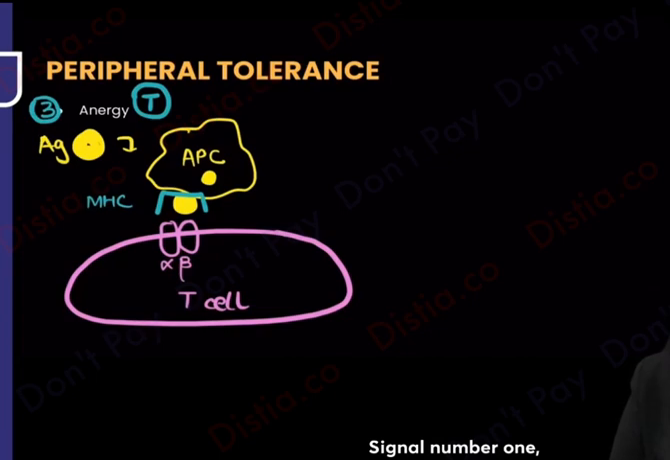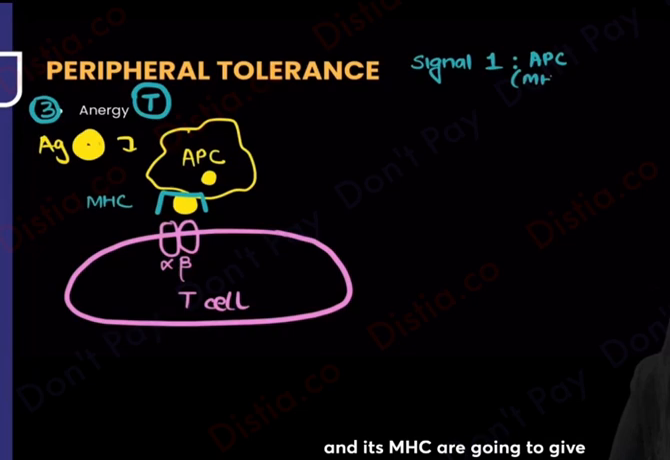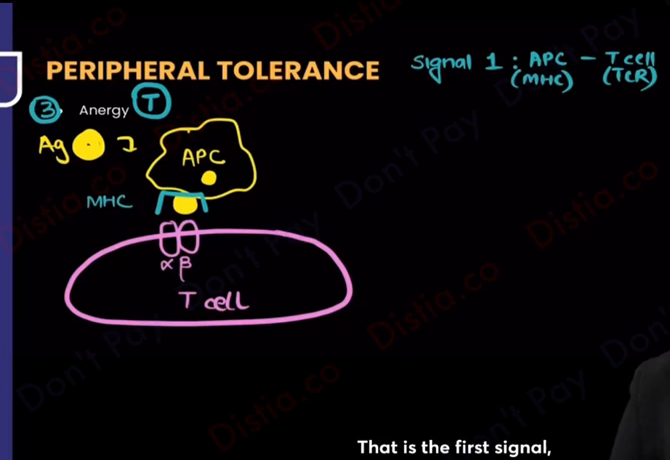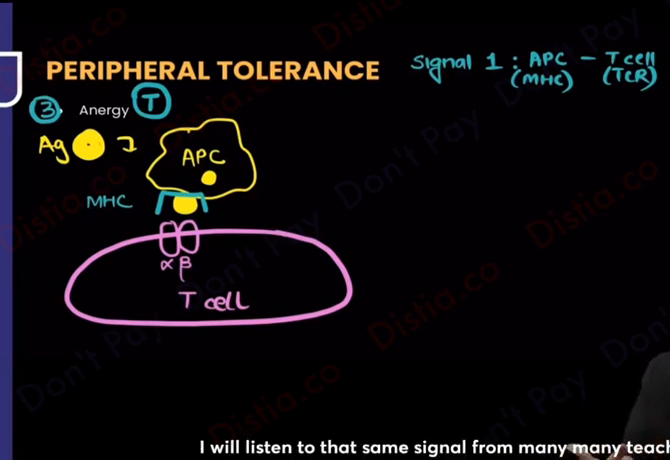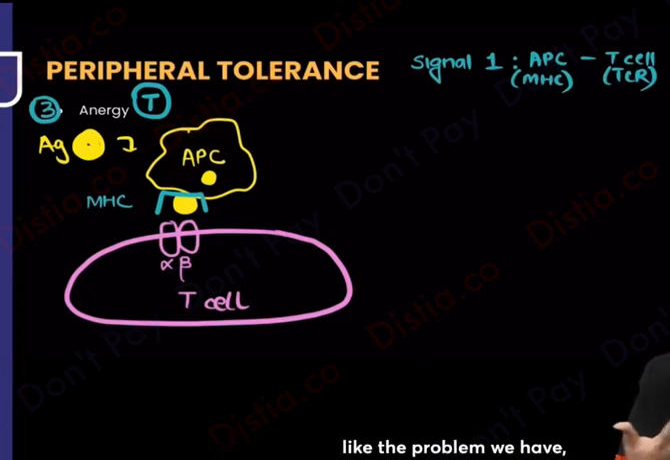So what did I say? Signal number one. What is signal number one? Signal number one is that when the antigen presenting cell and its MHC are going to give the antigens to the T cell receptor, that is the first signal. T cell will say, oh, antigen I have come to know. But T cell has a problem. T cell is like all of us. T cell never ever relies on one source. T cell says, I will not listen to only one lecture and one app. I will listen to that same signal from many teachers. Like the problem we have, T cell ko FOMO hota hai. That one signal alone is not enough.